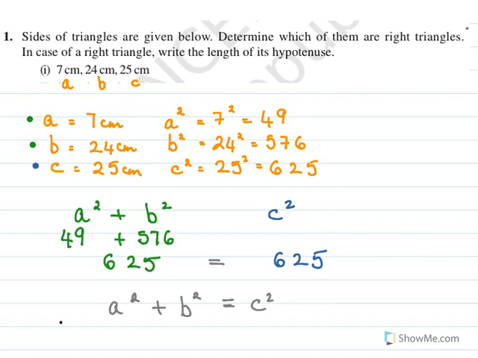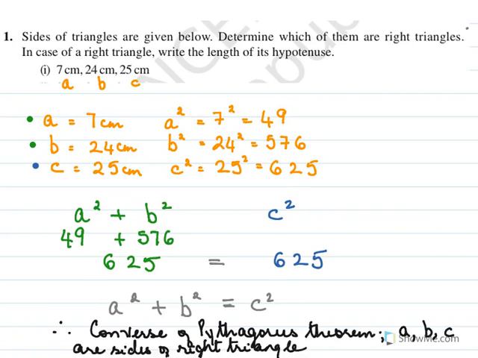Therefore, by converse of Pythagoras, these are the sides of a right triangle. Now, who would be the hypotenuse? By now you would have guessed, C must be the hypotenuse. So the hypotenuse is the longest side, which is equal to C. Let's get on to the next one.